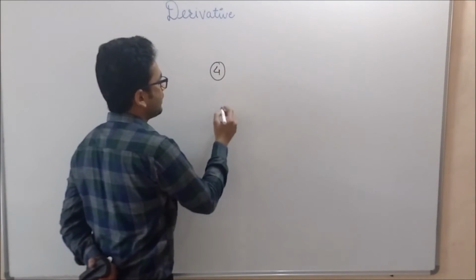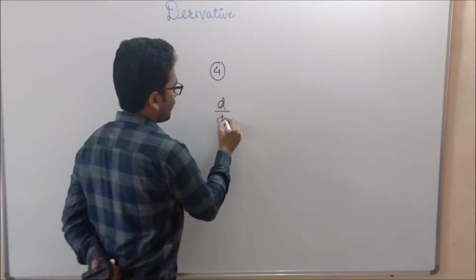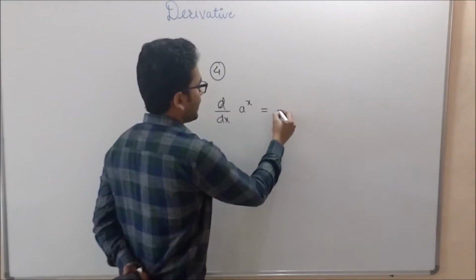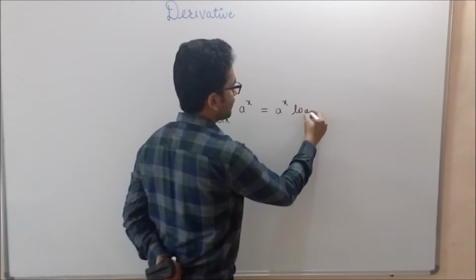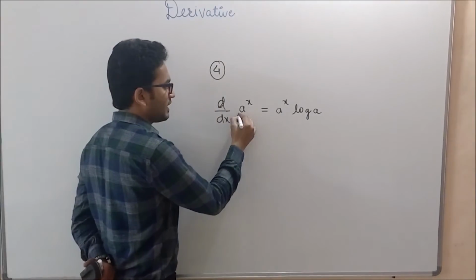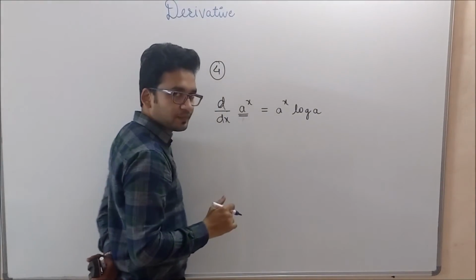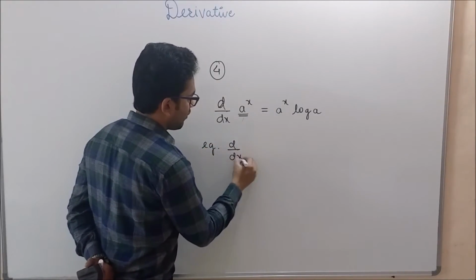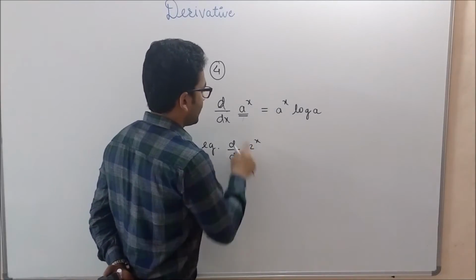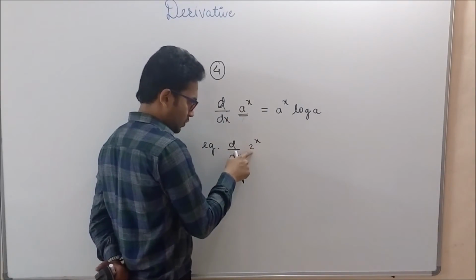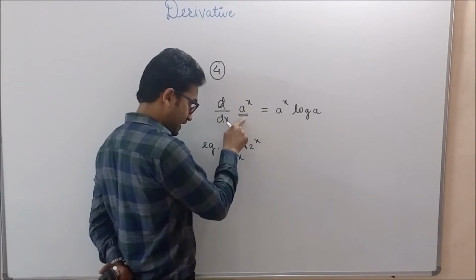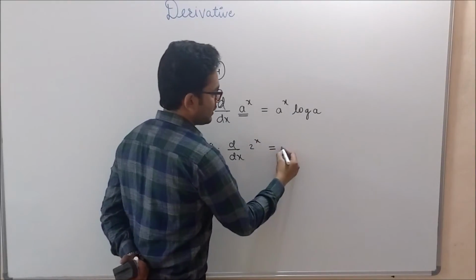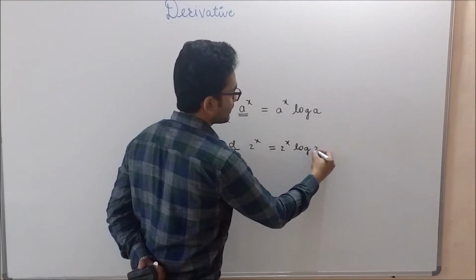Now coming on the fourth formula. Derivative of a raised to power x is equal to a raised to power x log of a. Now what is a? A is any constant. For example, derivative with respect to x of 2 raised to x. See, it is in this form. Instead of a, it is 2 here, 2 raised to x, a raised to x. I told you here a can be any constant. So what will be the answer of this? A raised to power x into log a. So it will be equal to 2 raised to power x log of 2.